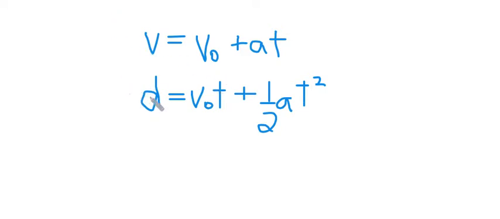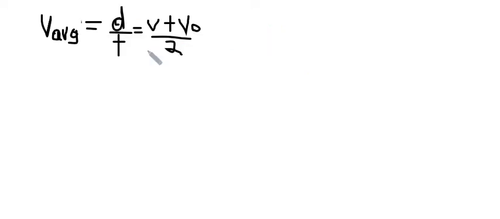Next, let's try to identify or prove the distance one. So that one starts with average velocity. Now, average velocity is the distance over the time, and another way of describing it is v plus v0 over 2. I'm going to solve this one for v. So the first thing I have to do is get rid of the 2. So I'm going to first multiply by 2, both sides.